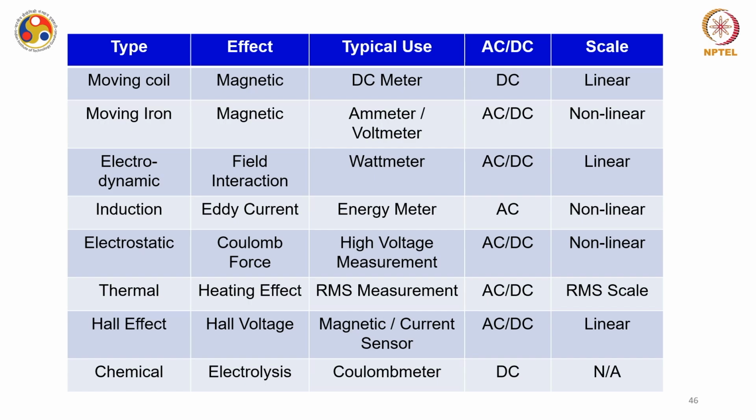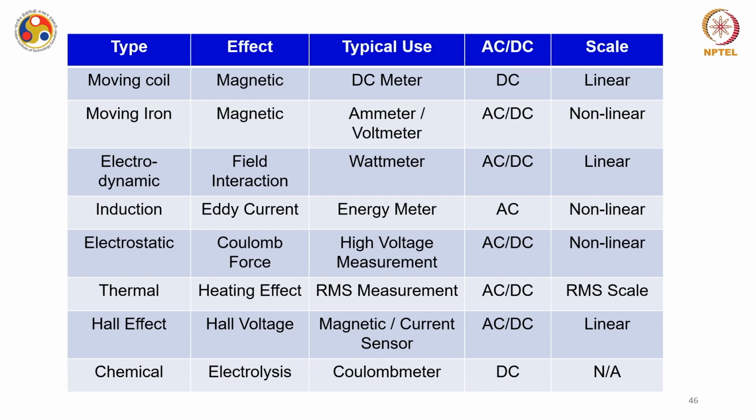Then we have the Hall effect kind of device, which is based on the Hall voltage. You can have a magnetic sensor or current sensor based on this Hall effect, and then we have chemical type devices, which are based on electrolysis. One of the major applications of chemical type devices is the Coulomb meter, and again their utilization is very limited to DC.